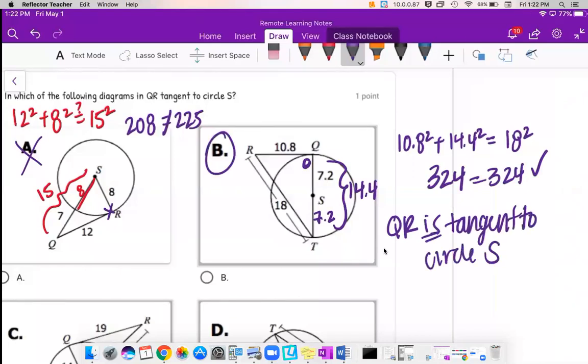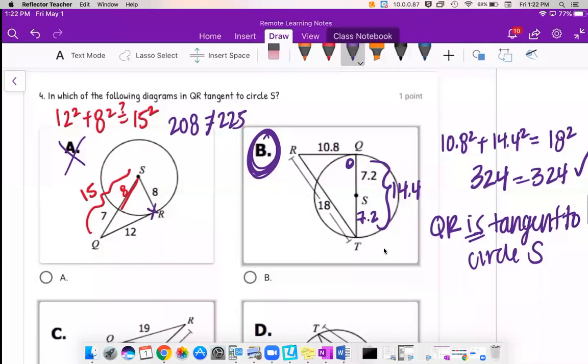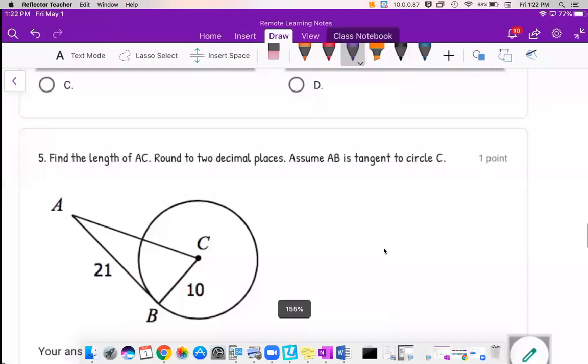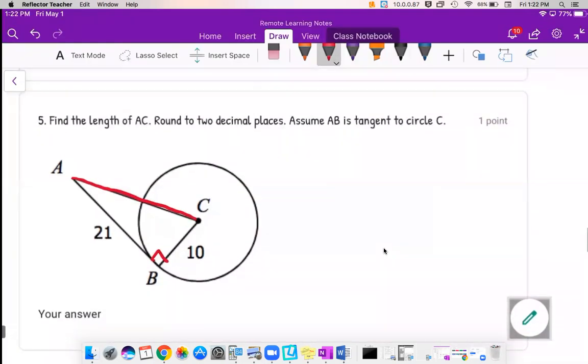So that means your answer for this one should have been B. Awesome. Next one, it says find the length of AC. So you're looking for this length. And then it says assume AB is tangent to circle C. So if you assume that it's tangent, that means that is a 90-degree angle. And now to find the length of AC, you just do Pythagorean theorem.